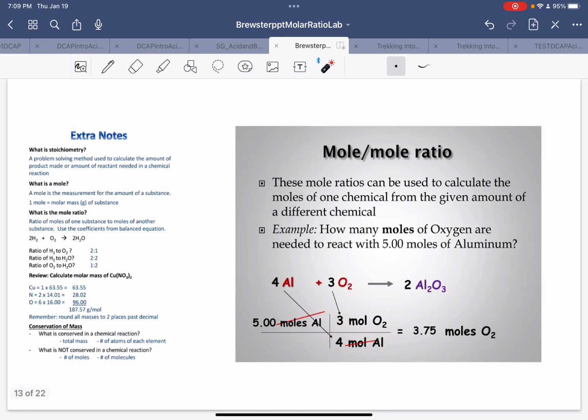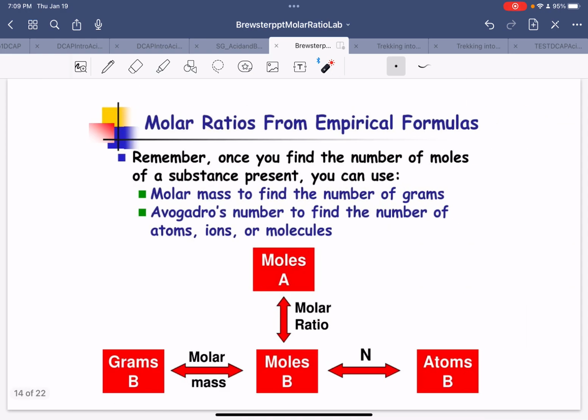A little bit more about this, just some extra notes. Molar ratio is something we're working on. We talked about this in class. We're using the coefficients out front, and that's how we get our molar ratio from one to the other. And then this is just a little chart showing you how we go from one to the other. Empirical formulas are our lowest, our smallest ratio when it comes to our compounds. So like hydrogen peroxide, H2O2, that would just be HO for its empirical formula.